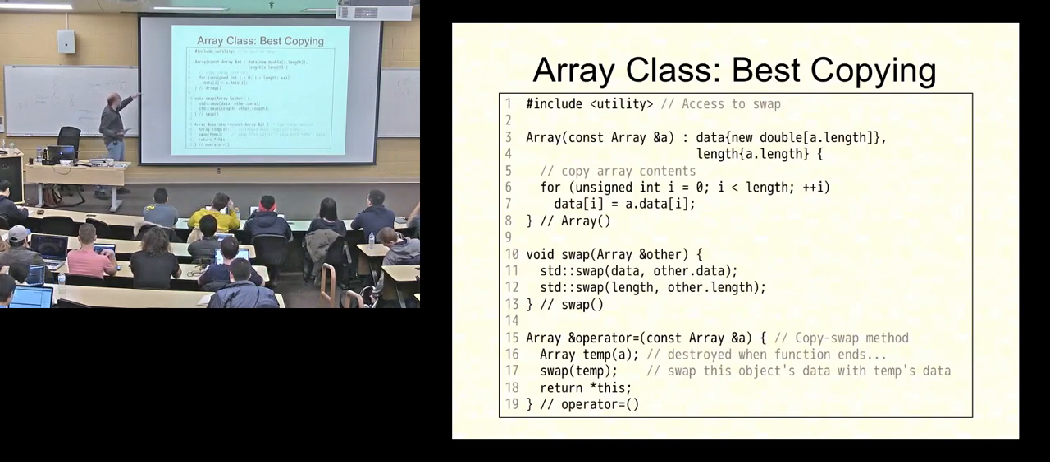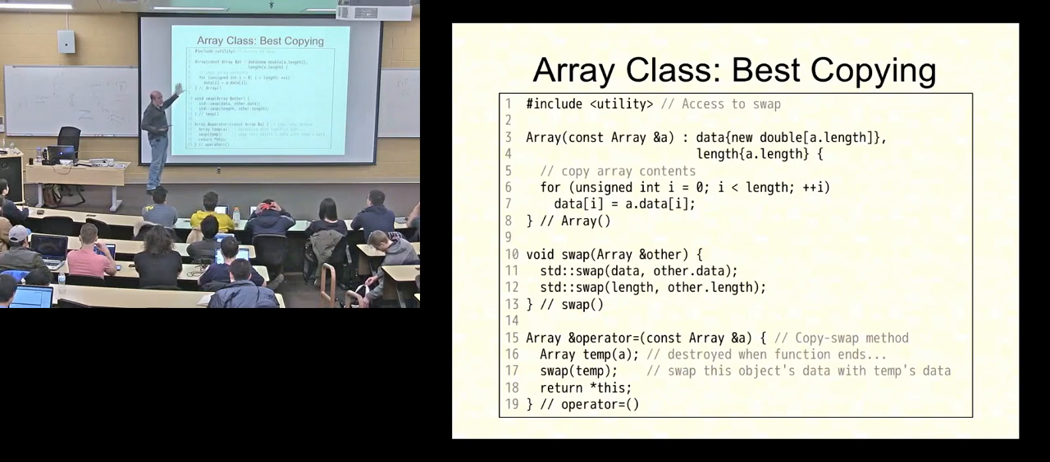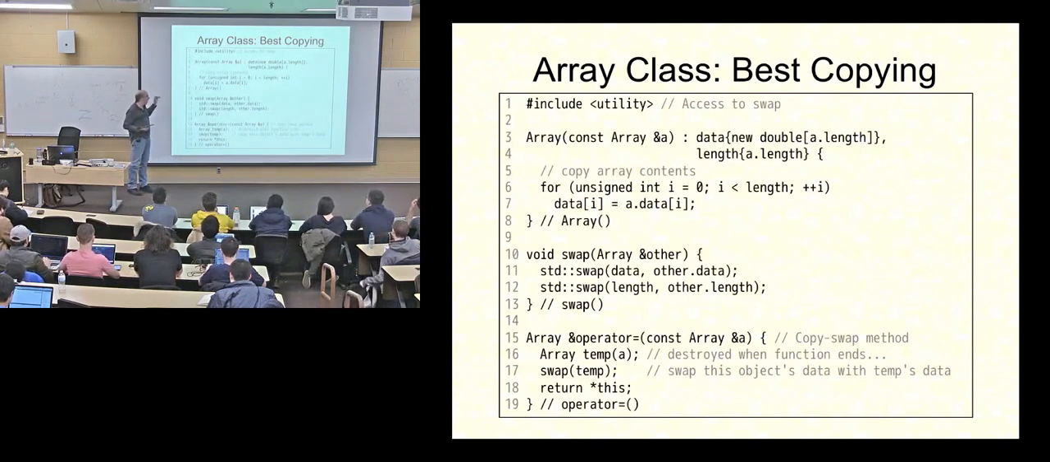We're going to write a copy constructor, pretty standard. I use the initializer list for the data and the length, though you don't have to, but we can. Then I've got a for loop to copy the elements. That's pretty standard. What's different after that is how we are going to do operator equals.